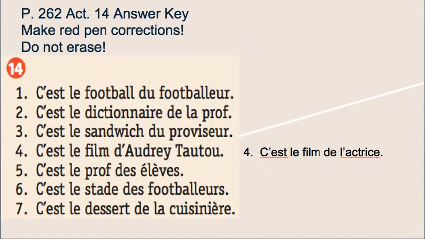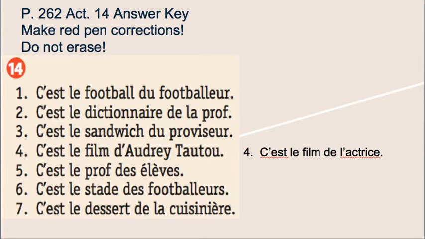Okay. Here are your responses to page 262, activity 14. Please be sure that you make red pen corrections. Number 1, c'est le football du footballeur. Try that for me. C'est le football du footballeur. Number 2, c'est le dictionnaire de la prof. Répétez. C'est le dictionnaire de la prof. Numéro 3, c'est le sandwich du proviseur. Répétez. C'est le sandwich du proviseur.